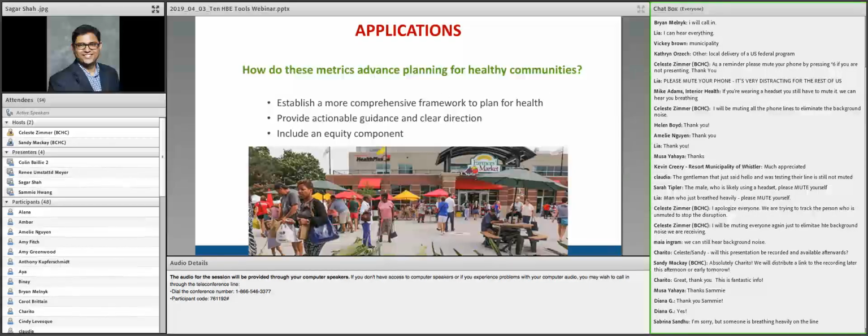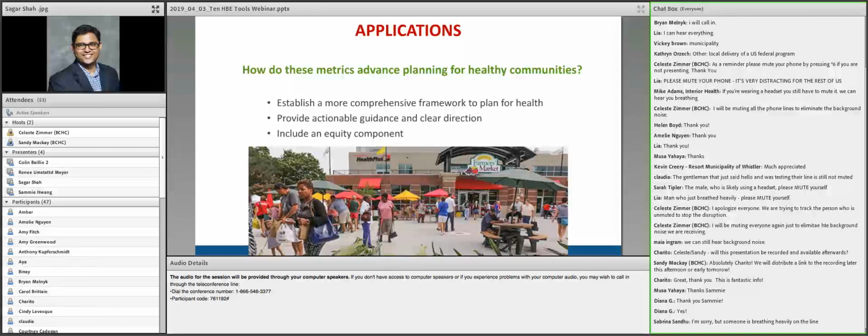In terms of applications, I have next two slides. So how do these metrics advance planning for healthy communities, right? As I mentioned, we hope and we think that this provides a more comprehensive framework of planning for health and provides actionable guidance in terms of you do this, you measure this, you use this indicator, but then we'll also push the planners to talk about policies. Even though we don't talk about each and every policy related to healthy built environment, we at least make them think about those policies.